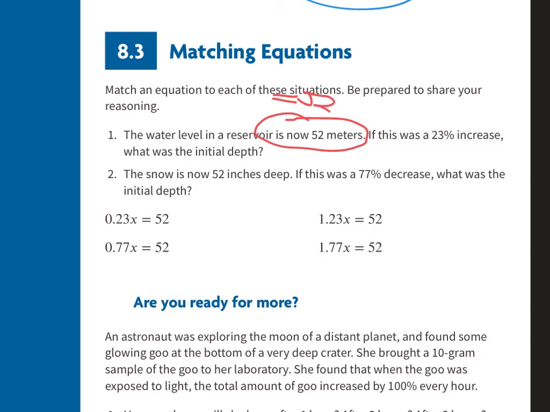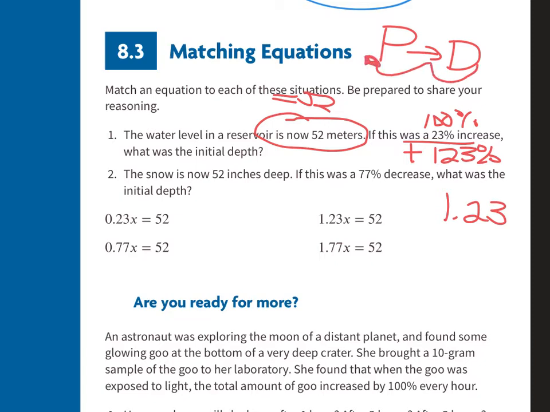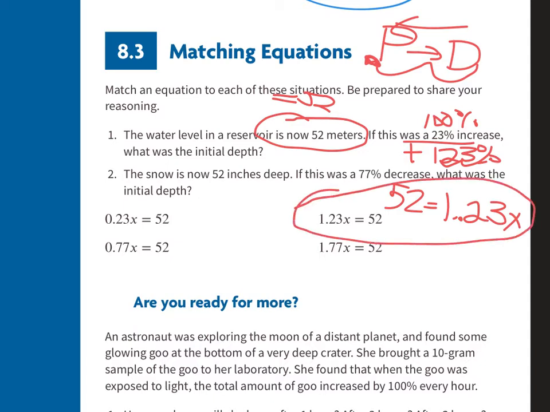If this was a 23% increase, what's the initial depth? Well, what percentage do we always start with? We always start with 100%. So if I go 100% plus 23, I get 123%. Well, 123% as a decimal is 1.23. Remember, we move it from percent to decimal, 2 spaces to the left. So it's 1.23 times x equals 52.